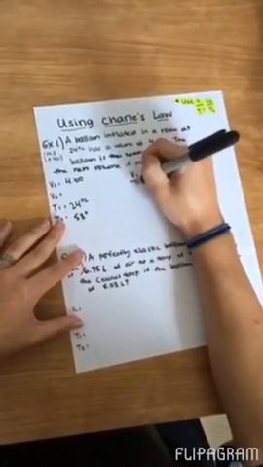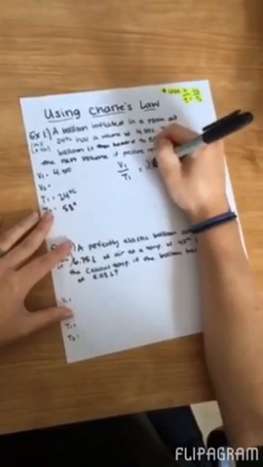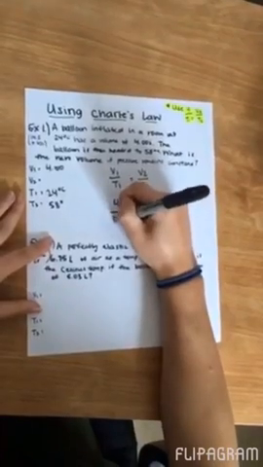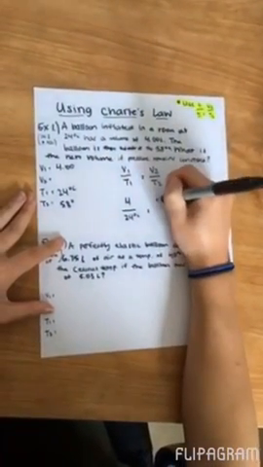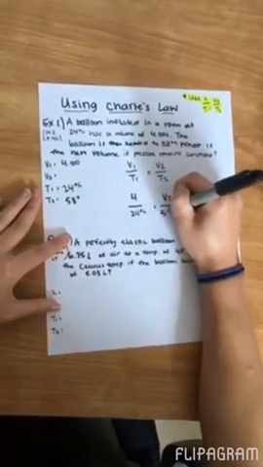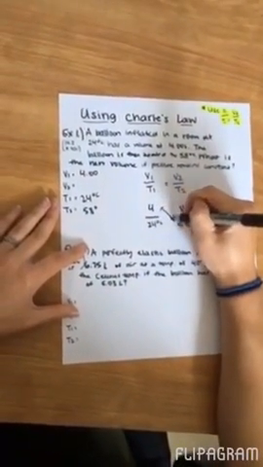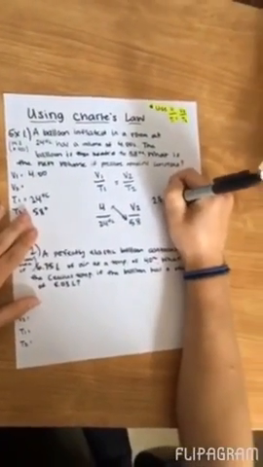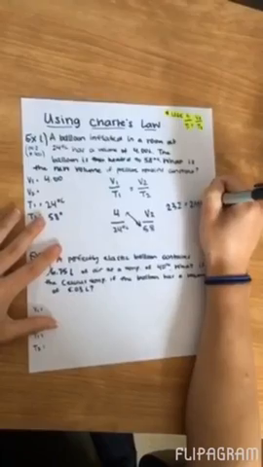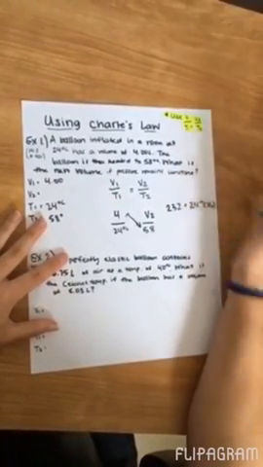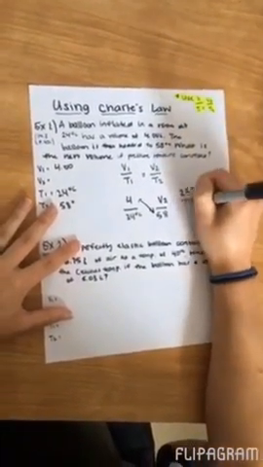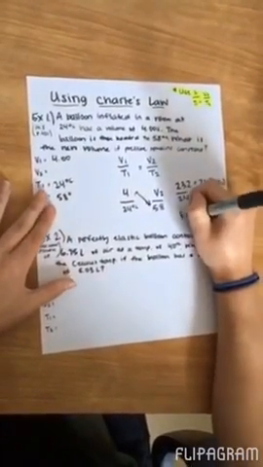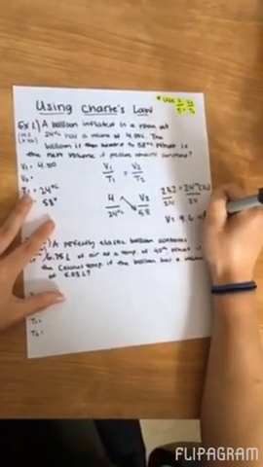So let's write down the equation. And let's plug in our knowns. That'd be 4 over 24 degrees Celsius equals V2 over 58. Now we cross multiply. So we do 58 times 4. That equals 232 equals 24 degrees Celsius times V2. Now we divide 24 on both sides. And our second volume will be equal to 9.6.